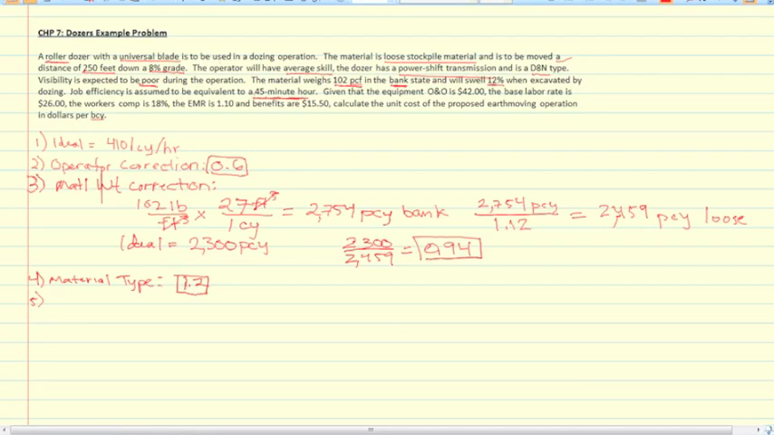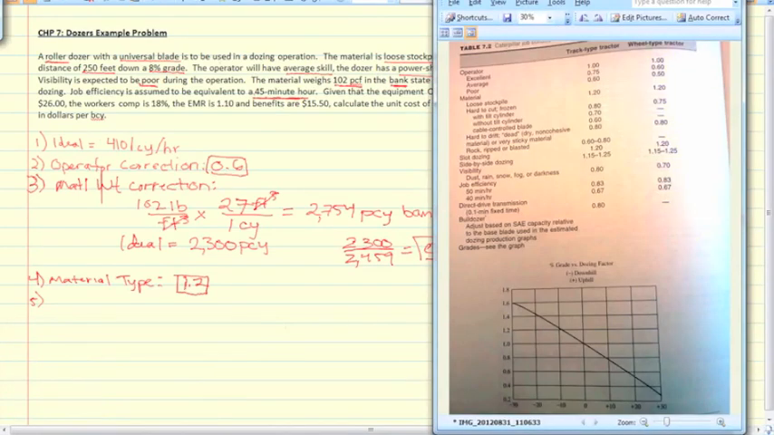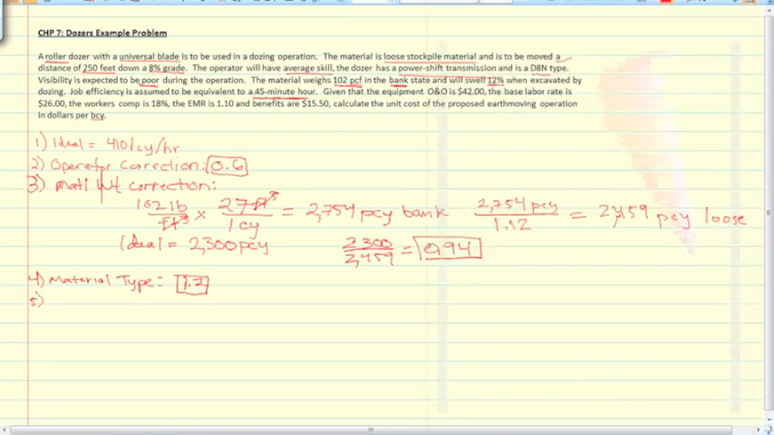Now we can take into account visibility. Looking in the job problem, it says it's going to be poor visibility. So we're going to look at our chart. Visibility, poor, so we're going to adjust for it and make sure we're doing the wheel type. So it's going to be 0.7. Visibility was going to be 0.7 because it's poor. 0.7.